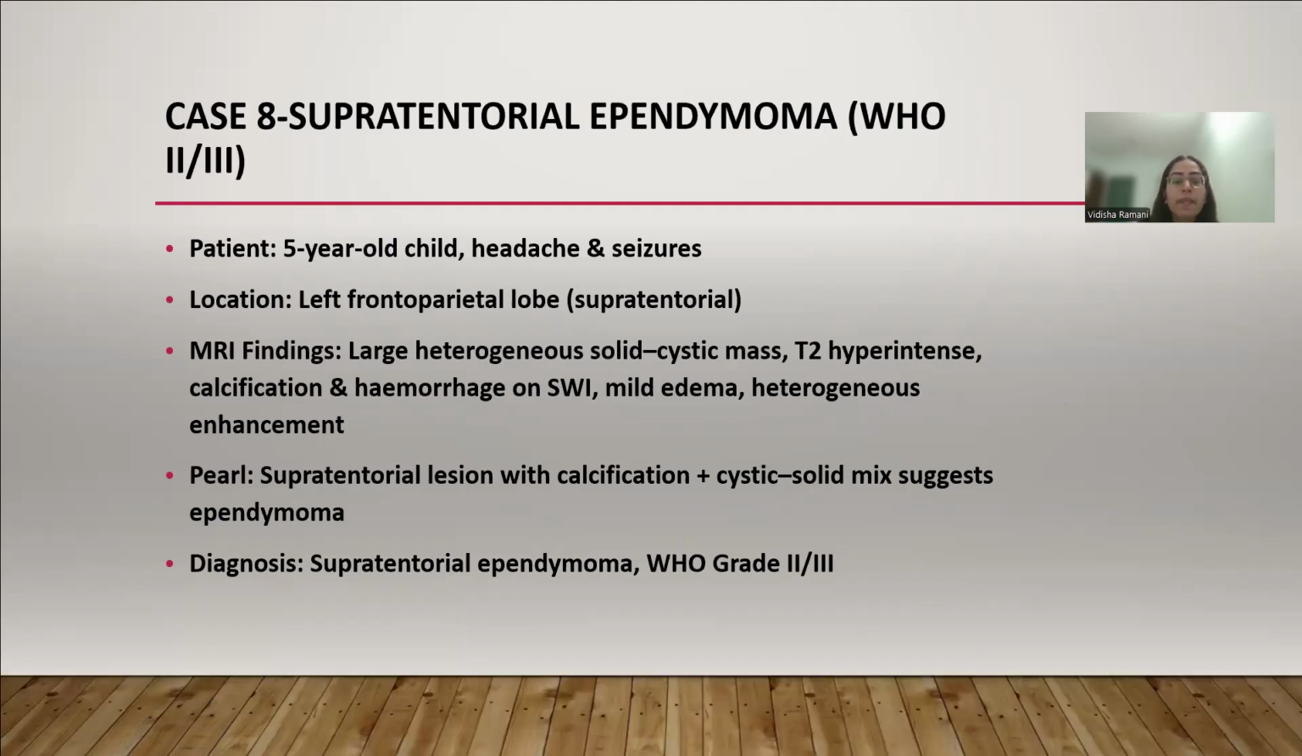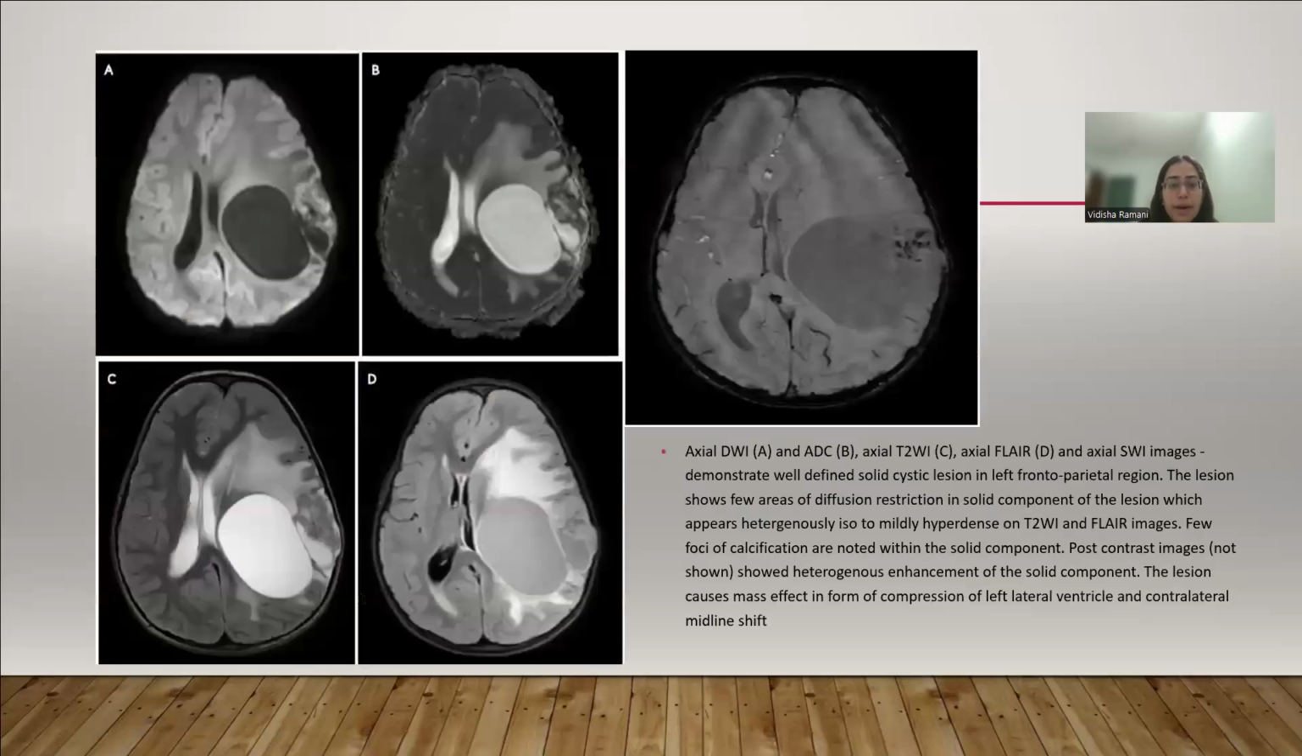The next case is a case of supratentorial ependymoma in a 5-year-old child, which is classified under WHO grade 2 or 3. Location is left frontoparietal lobe. And what does the MRI show? A large heterogeneous solid cystic mass, which is T2 hyperintense. Susceptibility images show calcification and hemorrhage, and there is mild edema and heterogeneous enhancement. So a supratentorial lesion with calcification and a solid cystic lesion is suggestive of ependymoma. The solid component shows diffusion restriction, T2 hyperintense lesion, and susceptibility images show hemorrhage and foci of calcification in it.